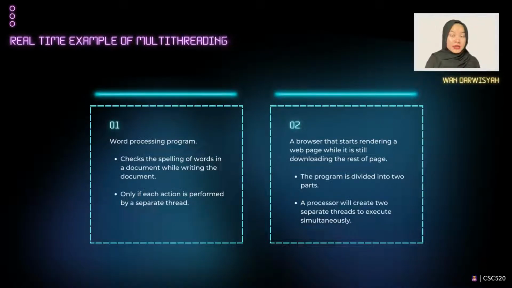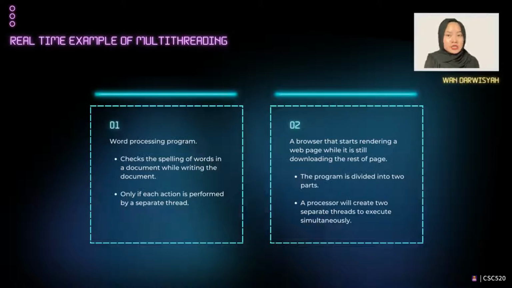One of the real-time examples of multithreading is a word processing program. The program checks the spelling of words in a document while writing the document. This is possible only if each action is performed by a separate thread. Another example is a browser that starts rendering a web page while it is still downloading the rest of the page. The program is divided into two parts.